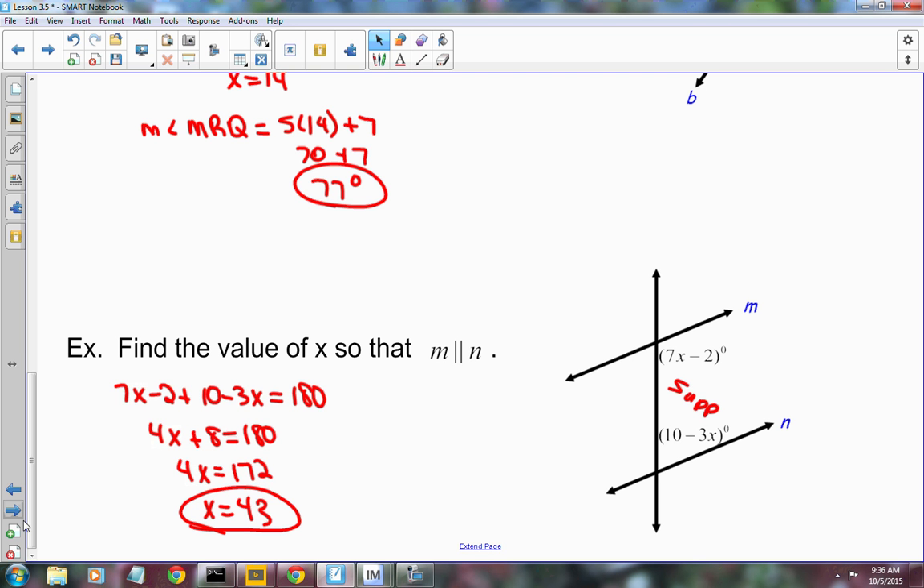Okay, what has to be true about consecutive interior angles? They have to be supplementary. They have to equal 180. Okay, what else? Two more. Alternate exterior. What has to be true about alternate exterior angles? Congruent. Okay, and there's one other way. Corresponding. What has to be true about corresponding angles? They have to be congruent also.